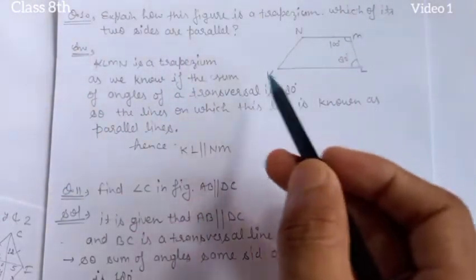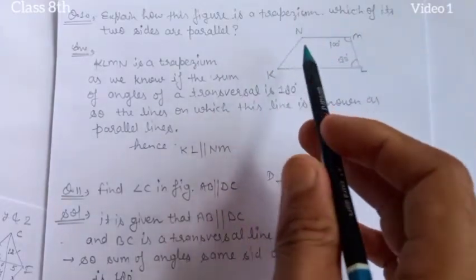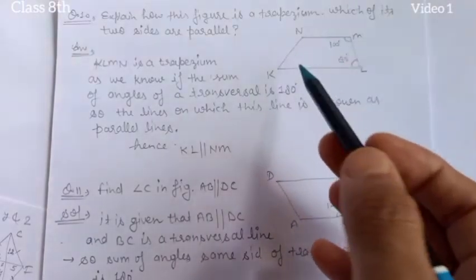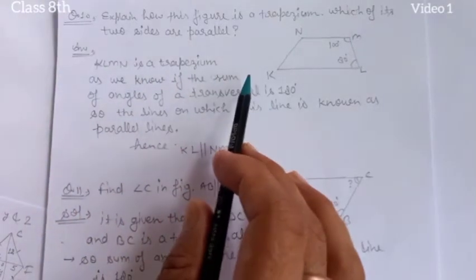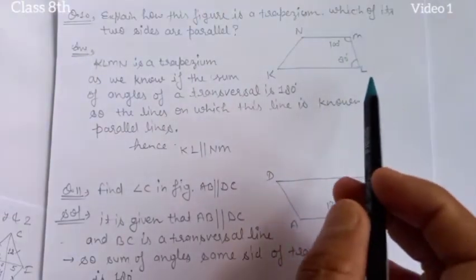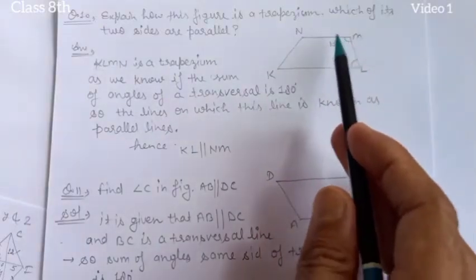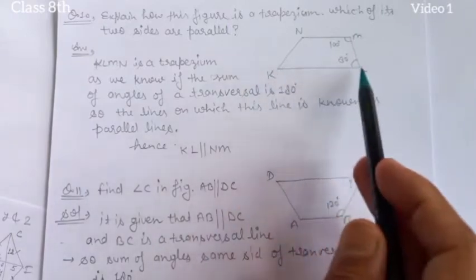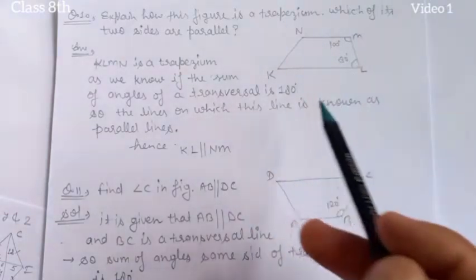So students, by observing this figure you have to tell how this figure is a trapezium, meaning which of these sides are parallel. As it is given that KLMN is a trapezium, we know that if the sum of the angles on one side of a transversal line is 180, then the other two sides, on which the transversal line is drawn, are parallel to each other.